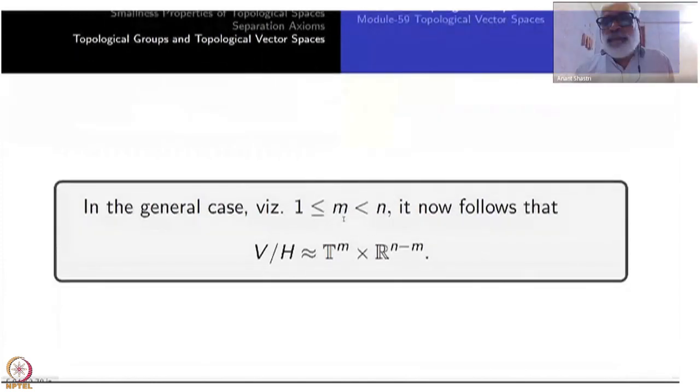In the general case, when m is less than n, what happens? V by H will be T^m cross the rest, R^(n-m). We could have seen this in the proof of our theorem itself. Up to m you have a basis, you have extended it. The extended part is R^(n-m). So here it is already a quotient. V1 by H is T^m, where V1 corresponds to the linear span of the first m elements, v1, v2, ..., vm. Okay, so this is the general picture.